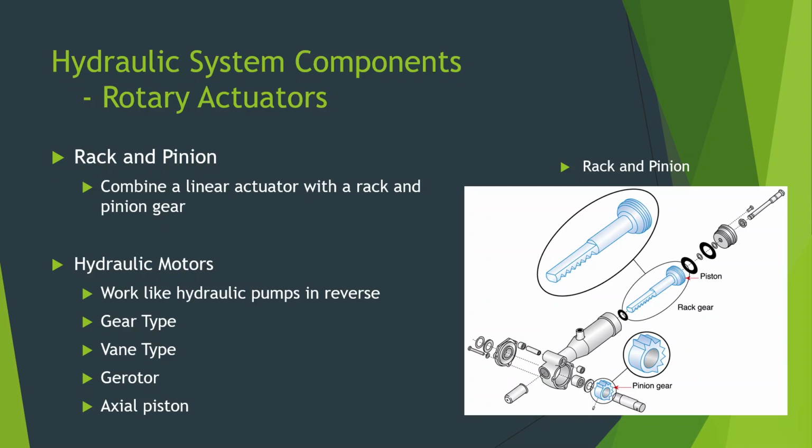Our other type of actuators then were the rotary actuators. Here is a taken apart rack and pinion. This is going to combine a linear rack with a pinion gear, and it can operate a couple different ways. What's shown here is a hydraulic rack and pinion actuator that uses a linear actuator to move the rack back and forth. That's the part that's circled there.